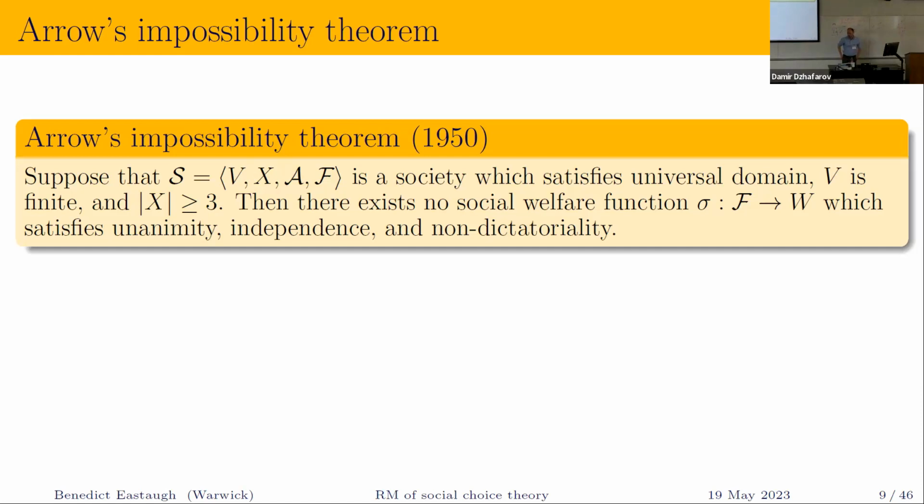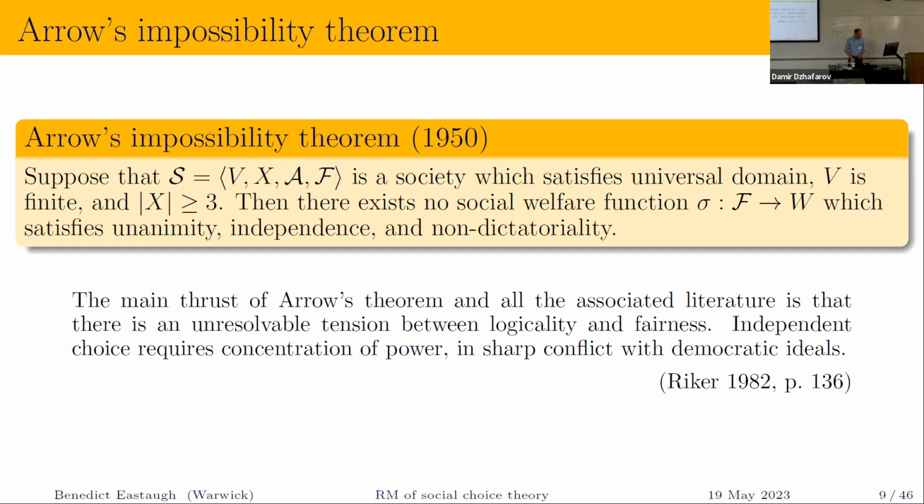So this is Arrow's theorem. It's kind of a foundational theorem, really. In social choice theory, you might say the foundational theorem. It's inspired a huge amount of work, debate, and controversy. So here's a kind of controversial quote from a political scientist called Riker. The main thrust of Arrow's theorem and all the associated literature is that there's an unresolvable tension between logicality and fairness. Independent choice requires concentration of power in sharp conflict with democratic ideals. So this is kind of fiery, but we don't need to worry too much about this. It's fair to say that this is something that people take quite seriously. I'm not sure if we should, but they do.